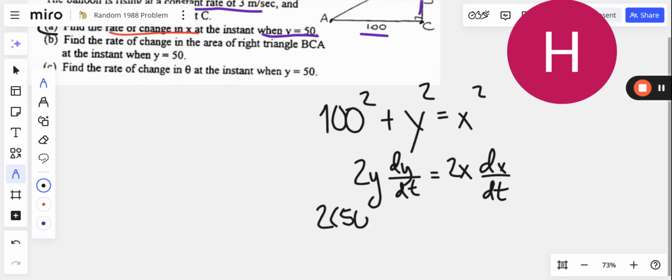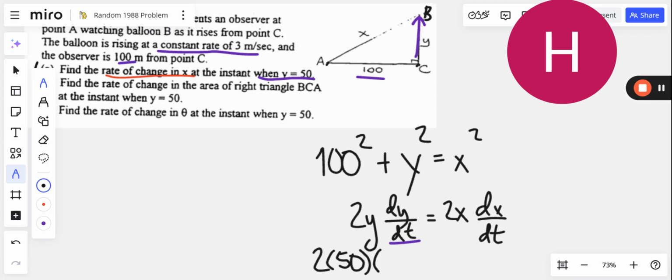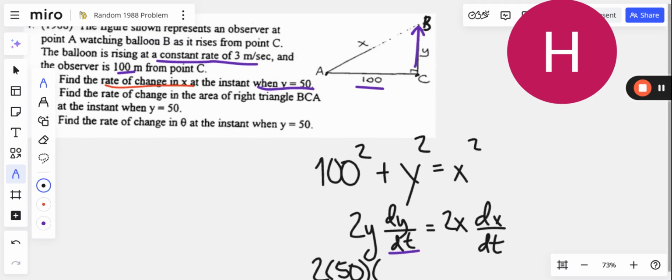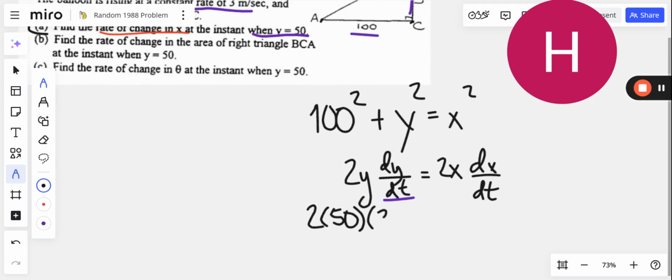2 times 50. We know dy/dt is the speed, the rate that the balloon is rising. Speed, rate, pretty much something. That's 3 meters per second. And this is equal to 2 times some x value, which we actually don't know right now at this moment, and then times dx/dt. That's the thing that we're looking for. So let's simplify this by dividing the 2 out of both sides. And then we have to investigate, what is this x value?